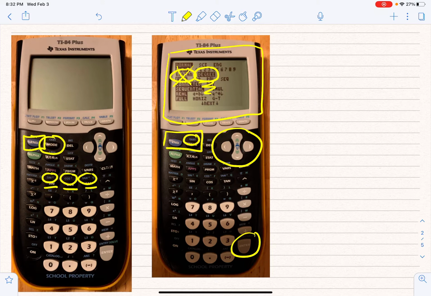So in review, when you pick up a calculator, the very first thing you've got to do is press that mode button. You'll get to this screen right here, and you always need to make sure degree is highlighted. Once you have degree highlighted, then you can quit out of there by hitting second and then mode.